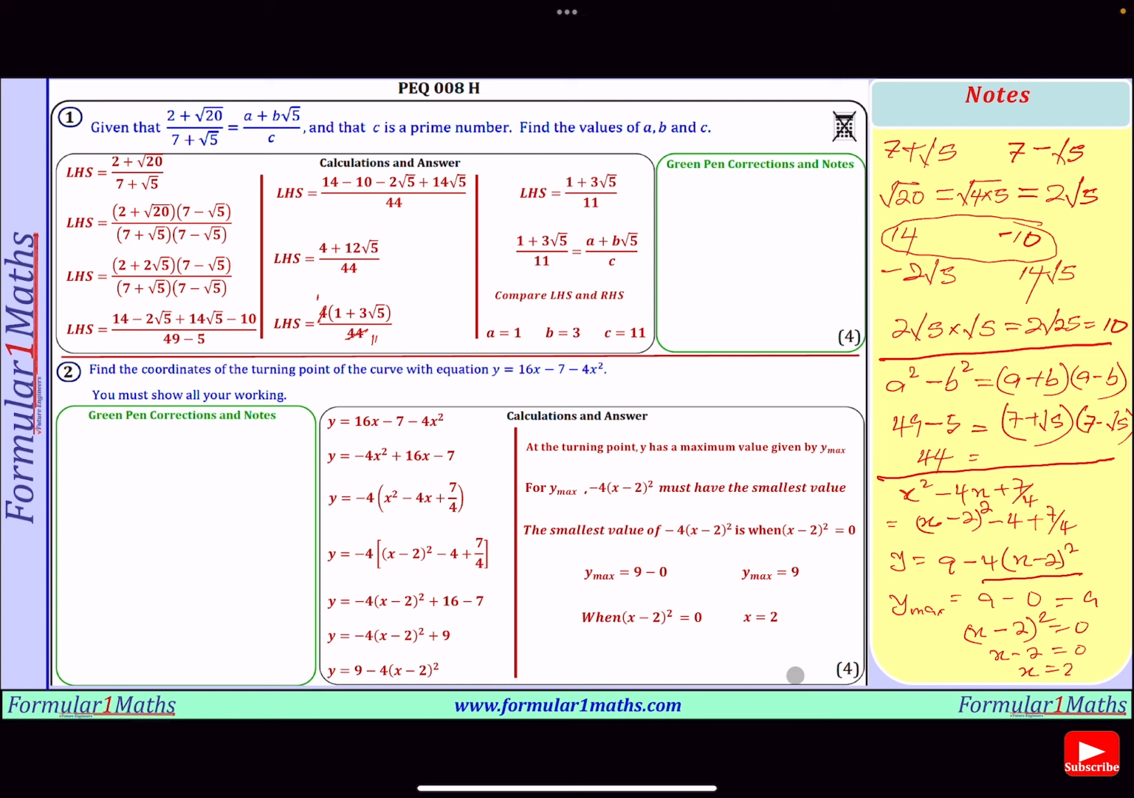And that will be your x-coordinate. For the y-coordinate, the whole of that will be 0, and that means it will always be this value here, and that will be 9. And so that's how you can easily write down the coordinates of the turning point. And so that's question 2.